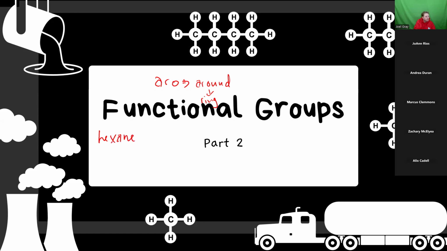Okay, so hexane. Let's break that down. I'm going to close the question, and we'll work on this one together. Hexane. What do we know about hexane? How many carbons does it have? Six. Okay, it's got six carbons, so that addresses our HEX. What about ANE? What does that suffix mean? ANE tells us we only have single bonds.